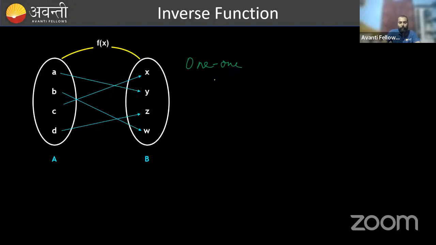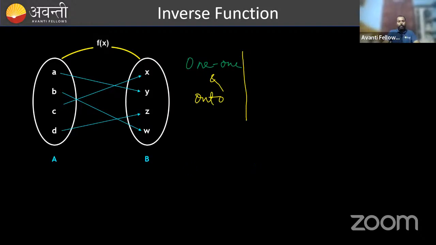ये तो 1 1 हो गया. Let's check for onto. Yes, it is onto because codomain is x y z w and also range is x y z w. तो ये onto भी हो गया. Okay, so this function is 1 1 and also it is onto.